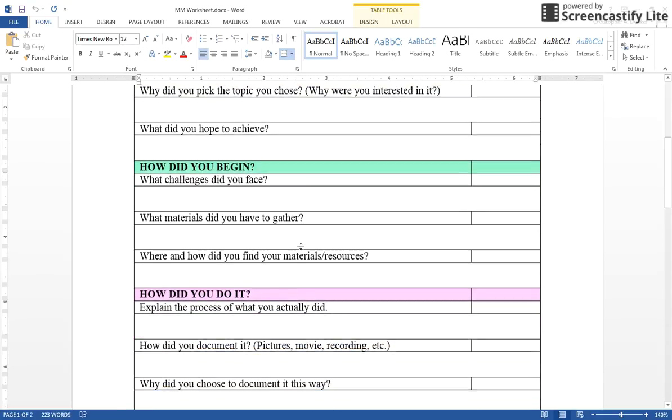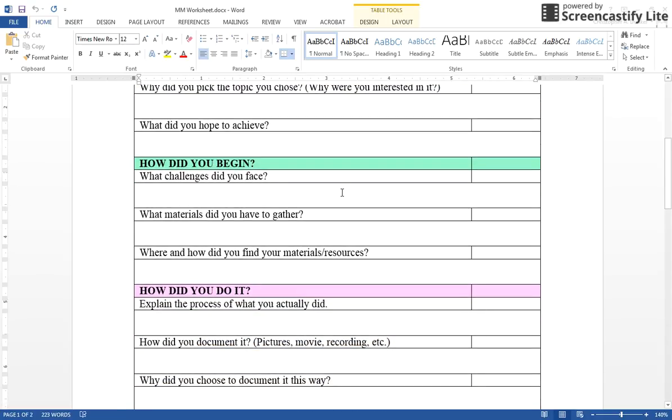How did you begin? What challenges did you face? What we're looking for here is, did you run into issues with time, or with money? For instance, I have a student who needed to purchase 60 t-shirts, but obviously that cost a lot of money. So that was a challenge: how was she going to get her t-shirts? She ended up doing a GoFundMe web page and got people to fund her project, which worked out really well.